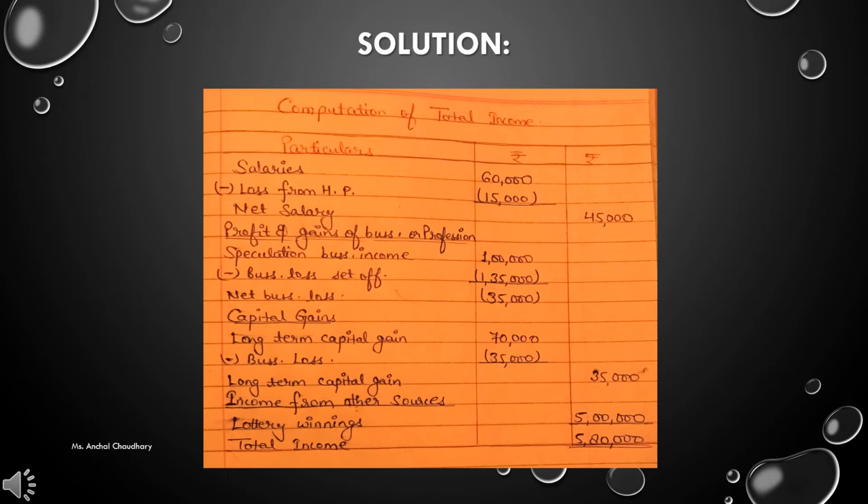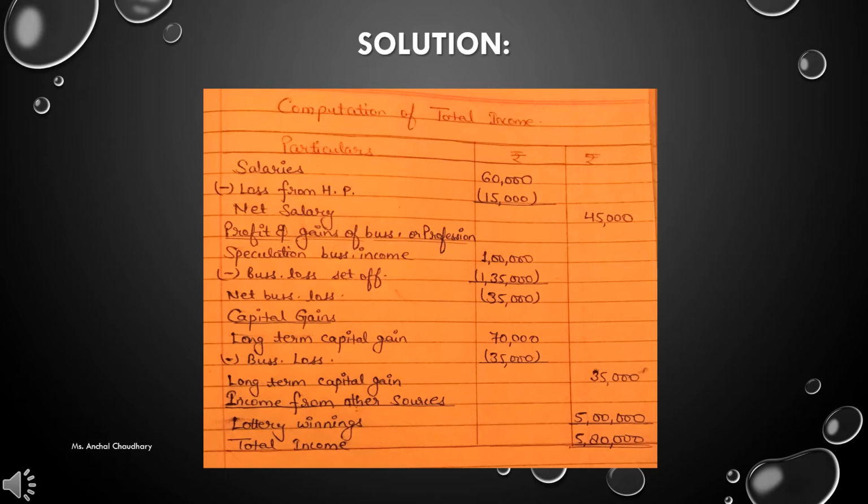And your business loss is 1,35,000. So you will adjust this business loss against your speculation business income, and also you can accumulate this business loss. You can compute set off against your long term capital gain. So firstly, you will compute your speculation business income by deducting the business loss 1,35,000. So here the remaining part is 35,000 loss. So this loss will be set off against your long-term capital gain.